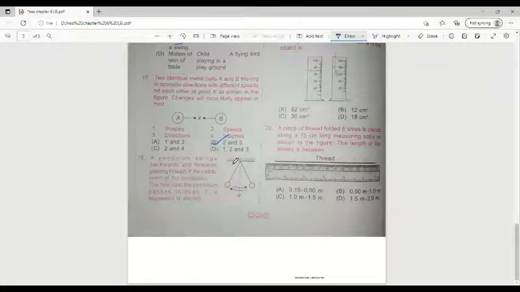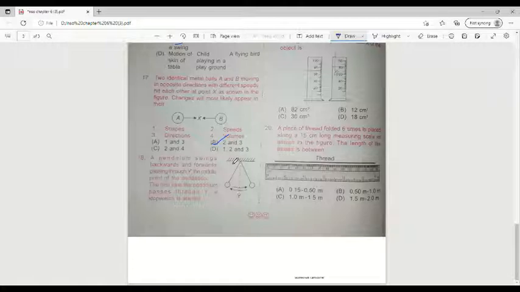For question number 17, option B is correct because, as you know, if two identical metal balls are moving and they hit each other, first of all their speed would be affected. If they collide with each other, their speeds would decrease.